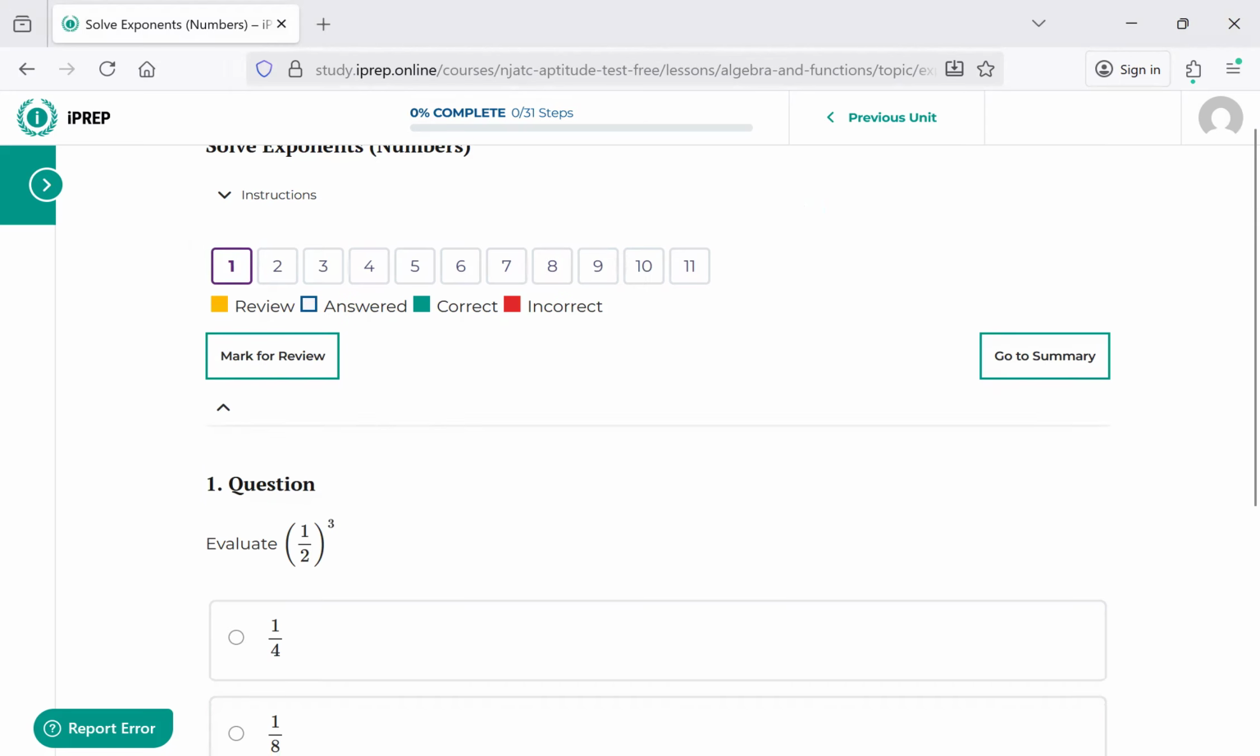So before we do this problem, I want to go over some of the rules regarding exponents. If you have a piece of paper or a notebook, go ahead and write this down. So what are the rules of exponents?